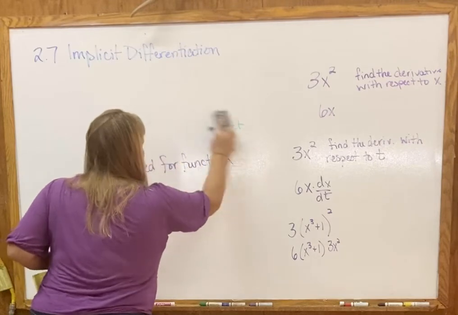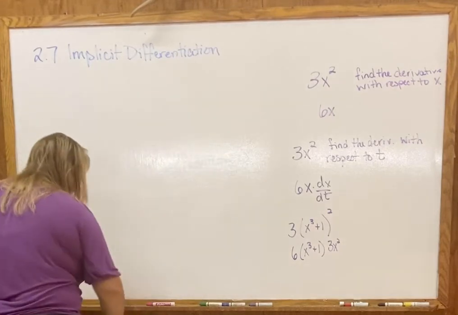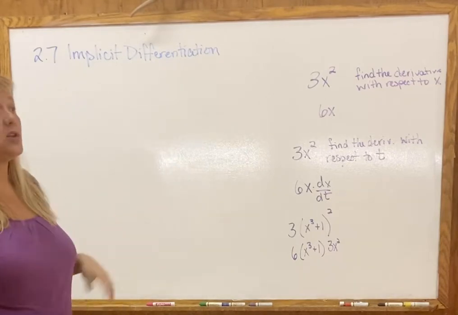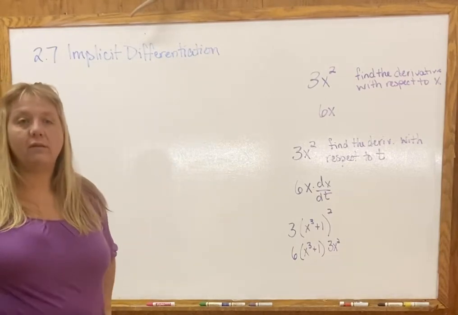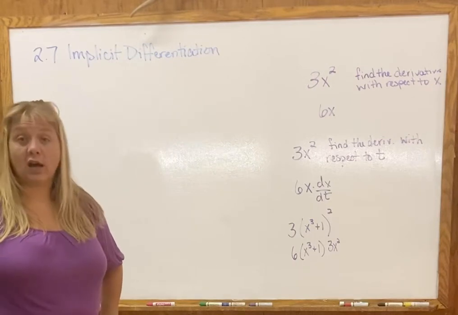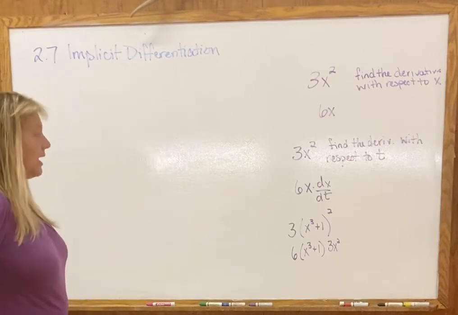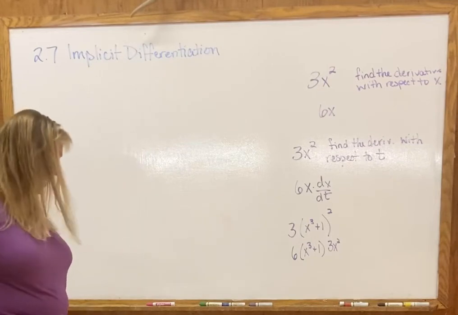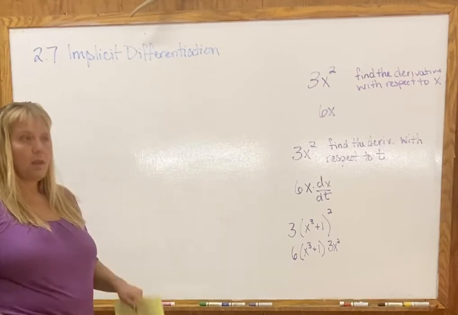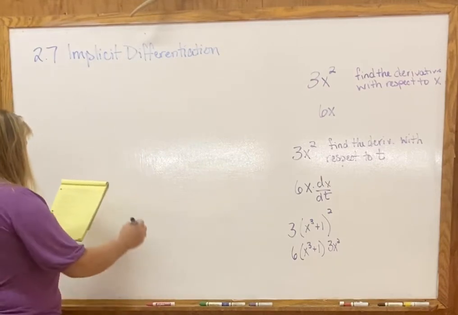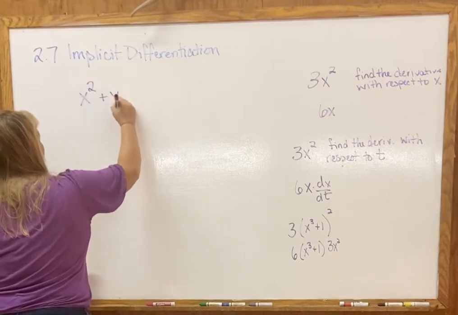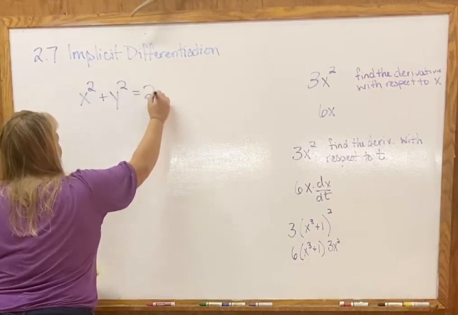So using implicit differentiation has two main uses. The first one that we're going to focus on in this section is when we take the derivative of an equation that is a relation and not a function. So, as I said, to this point, everything that we have worked with has been a function. But we could see something that looks like this: x squared plus y squared equals 25.